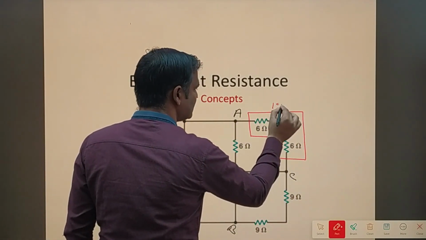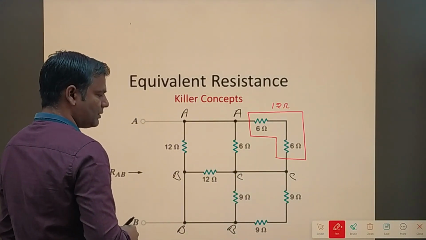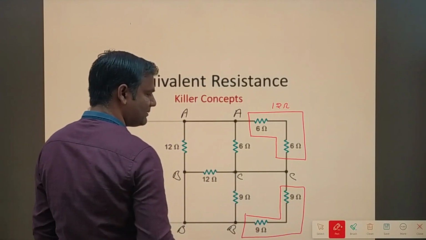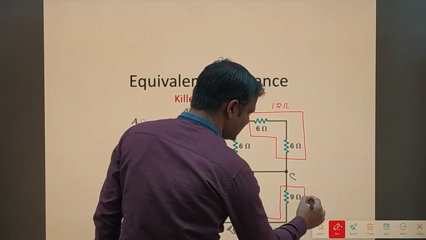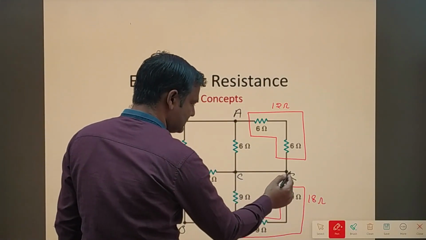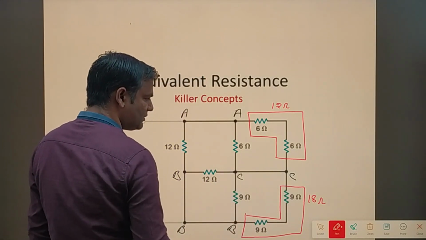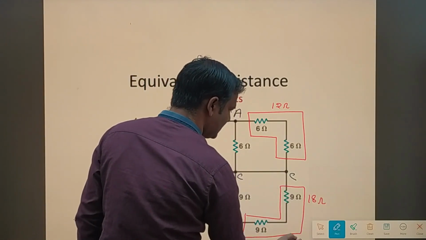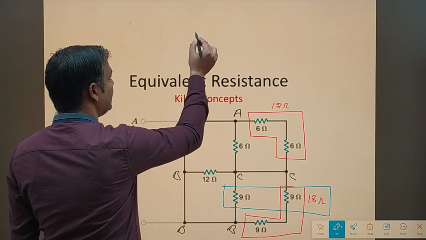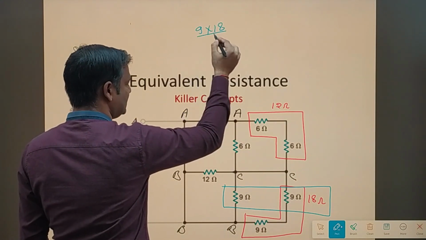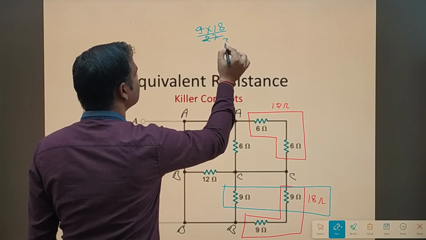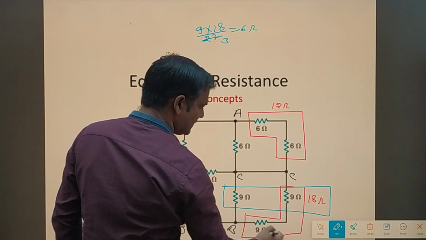6 and 6, that is 12 ohm. Okay, 9 and 9 are in series, so that is how much? 18 ohm. Okay, that is across CB. So you can say that again, these two are parallel, so the combination of these two is 9 into 18 divided by how much? 27, that is 6 ohm.